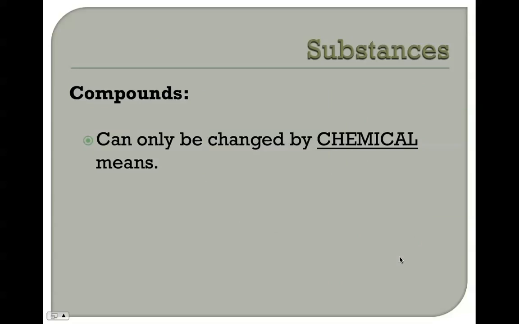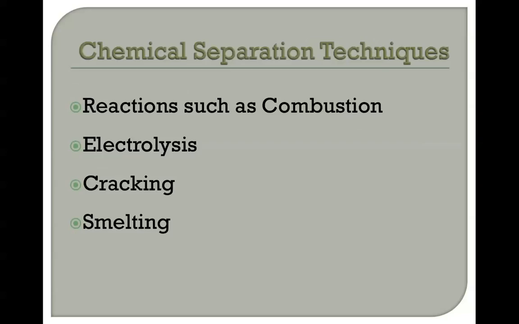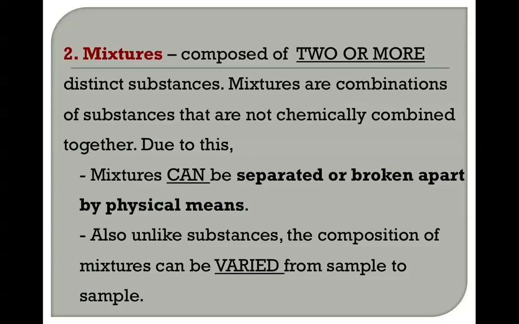Now, compounds can be changed by chemical means, not by physical, but by chemical means. So some examples of this would be something like combustion, electrolysis, cracking, smelting. These are all examples that we'll talk more about in class tomorrow that can actually break compounds apart. All right, so we talked about substances, which include elements and compounds, and now the other broad category are mixtures. These are composed of two or more distinct substances, so separate types of substances, and these are combinations of substances that are not chemically combined together.